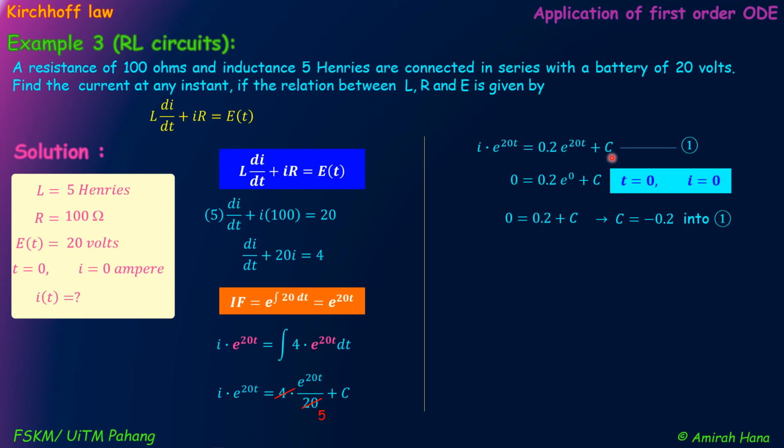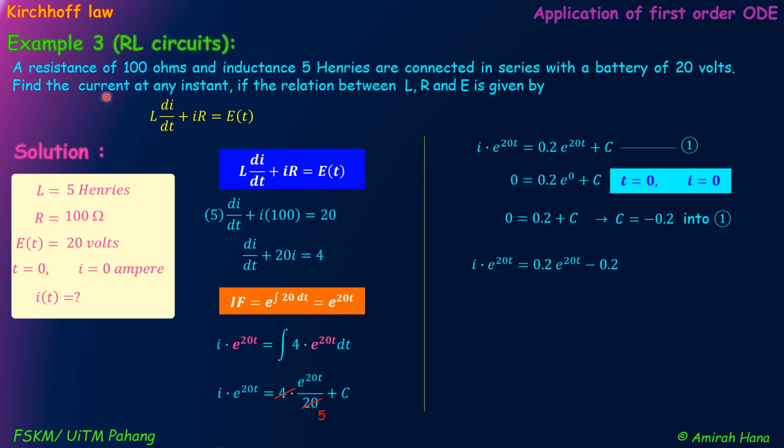Then we substitute the value of c into equation 1, right? So after we substitute the value of c into equation 1, we get this. I times e to the power of 20t equals 0.2 e to the power of 20t minus 0.2, right?